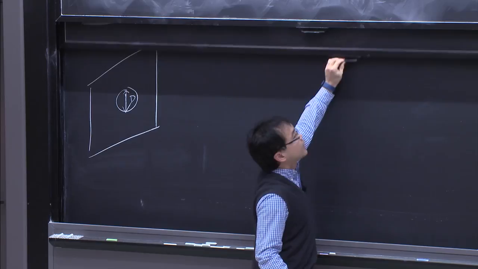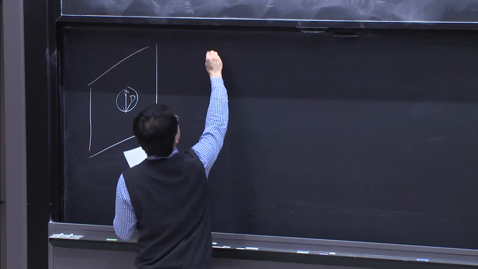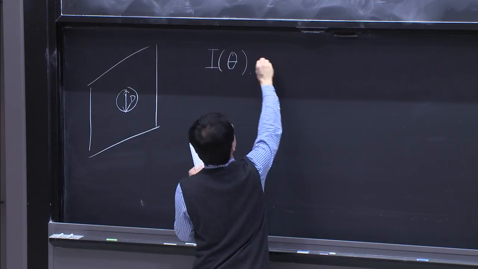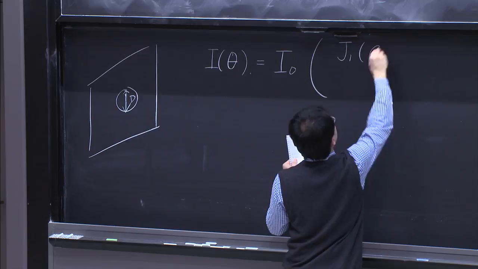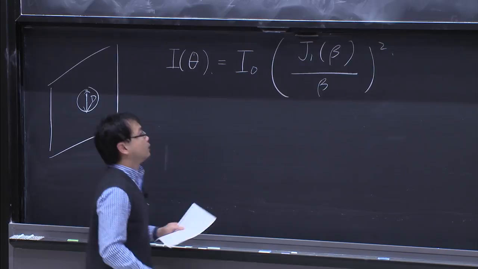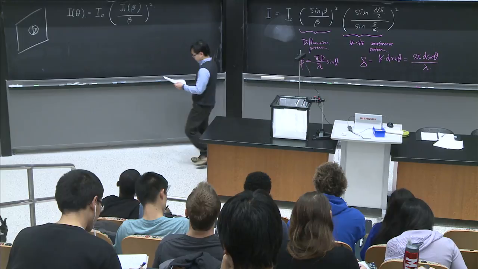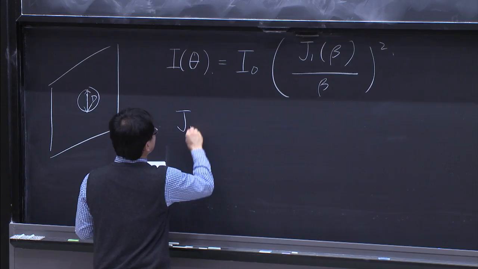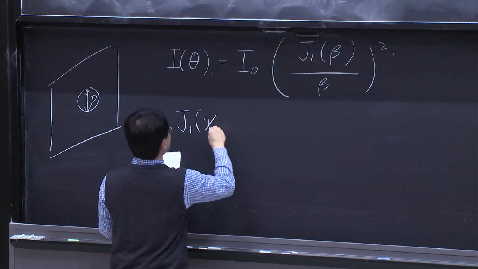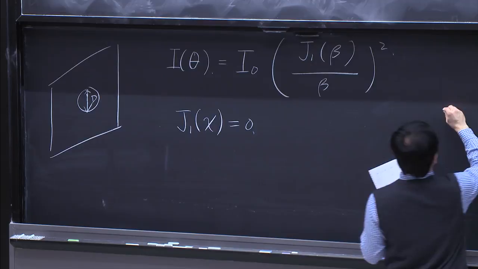So we can do exactly the same calculation, and what we are going to get is I as a function of theta is equal to I0 times J1 of beta divided by beta, squared, where J1 is the Bessel function of the first kind, all right? Sounds really scary, but it's actually not, right? What I really need is the zeros of the Bessel function, so that I can extract the interference pattern and the width of the central maxima.